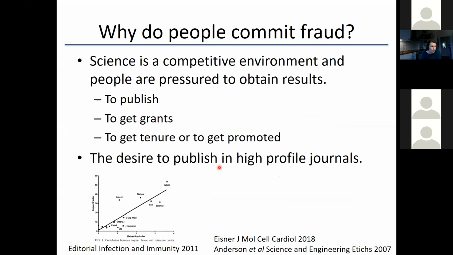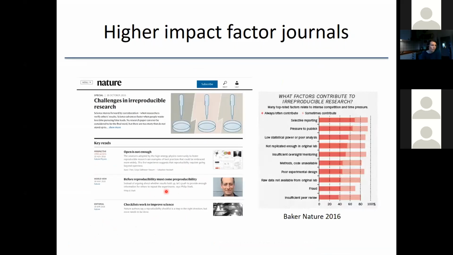And it has actually been shown. So here we have the impact factor for different journals. And we also have the retraction index. And you can see that many of these journals with high impact factor also retract a lot of papers. So what is it about the higher impact factor journals then? Well, this study asked people what factors contributed to this irreproducible research that can be the grounds for retracting a paper.